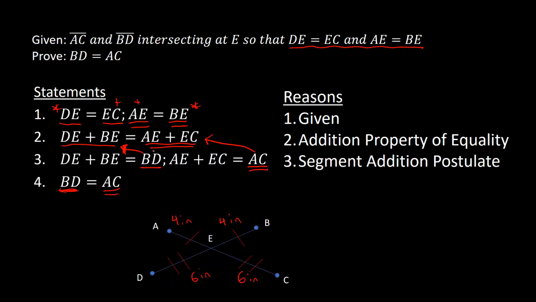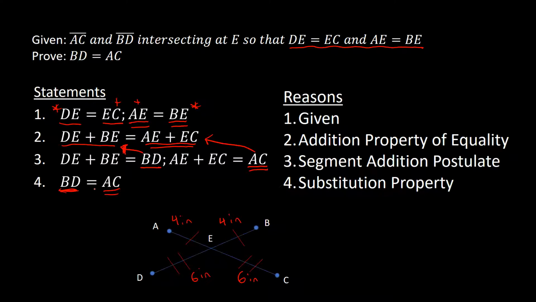So what we are doing is substituting BD and AC in place of DE plus BE equals AE plus EC. So we are substituting, and that would be your reason. It is the substitution property. And we are finished with the proof. We started with the initial statement that was given to us. We put them together to get the entire segment BD equaling AC, and we are finished with the proof.